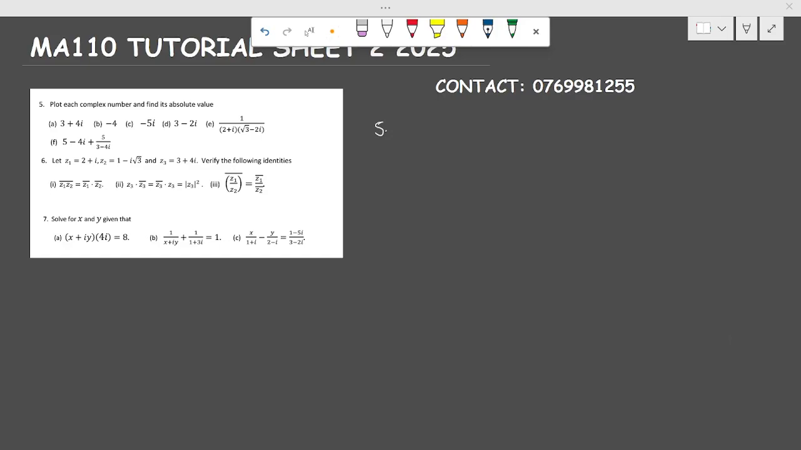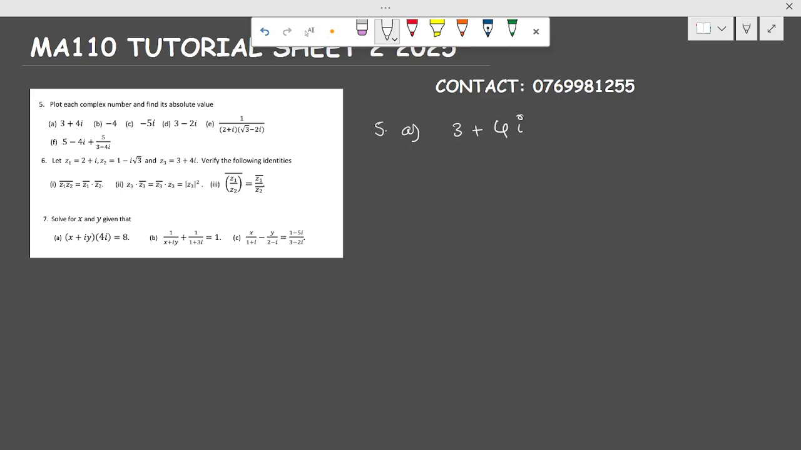Okay, so let's quickly continue and pick it up from question 5. We're being told we need to plot each complex number and find its absolute value. So we have 3 plus 4i.